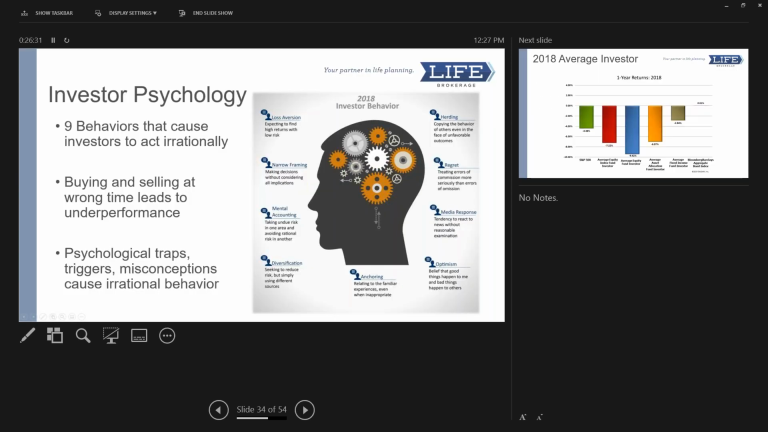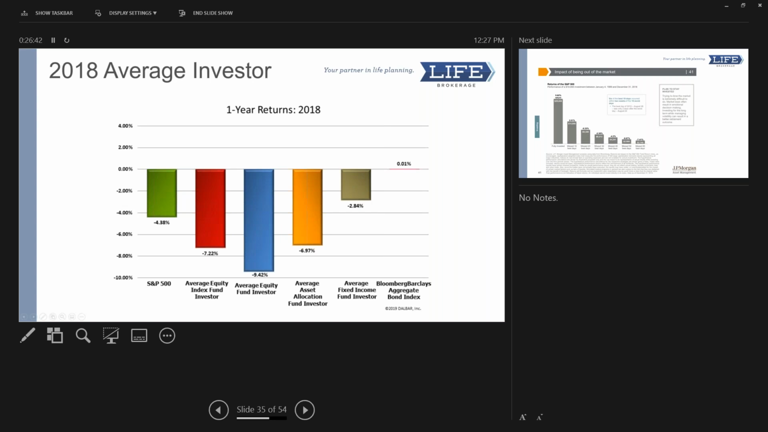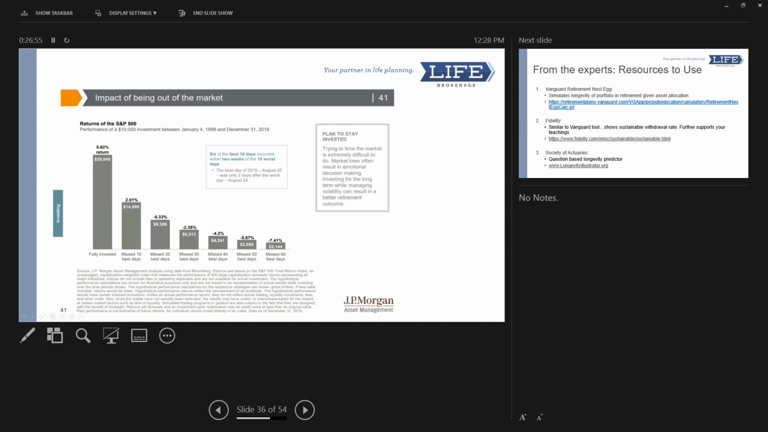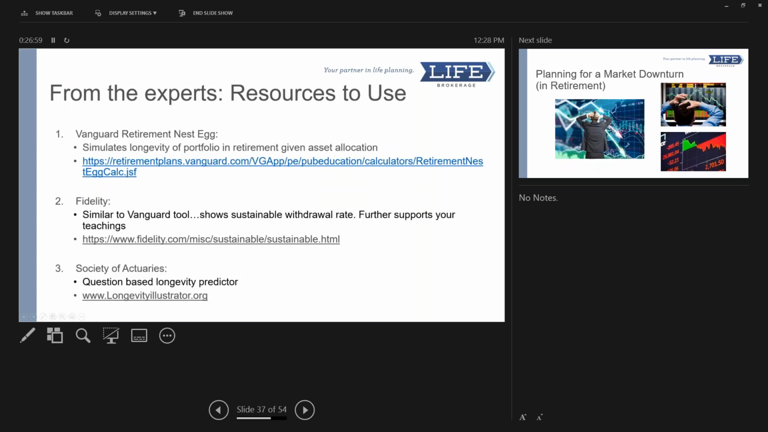Not to mention, we've got to fight the behavior risk: buying and selling at the wrong time, psychological traps, triggers, guessing the market. You're never going to hit the top. You're never going to hit the bottom. And when you pull out, you miss big, because the average equity fund investor lost 9% in 2018, where the S&P only lost 4%. That's because of behavior, trying to guess and time the market. And again, this is JP Morgan sharing this information, not the insurance industry.